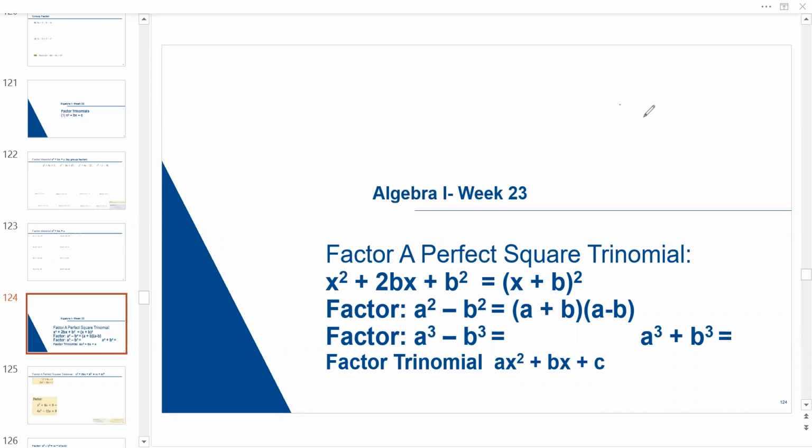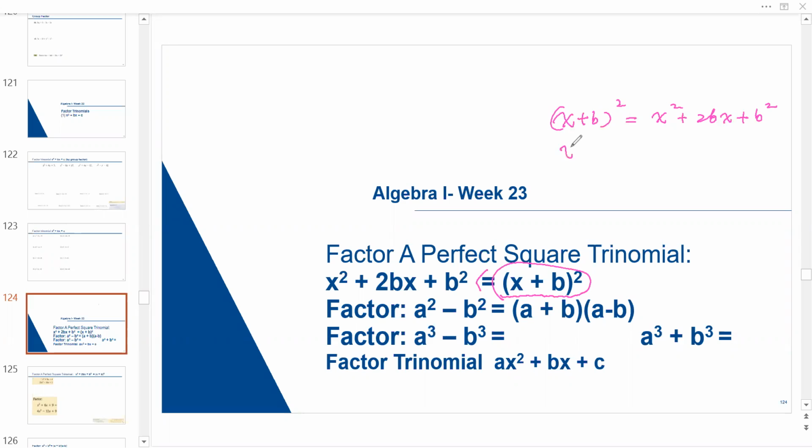Just factor trinomials. So we move to some specific situations. Some of the trinomials we earlier learned already: the square of the binomials, something like (x + b) squared equals x squared plus 2bx plus b squared. You guys remember this one, right? If you don't, go back and check what we learned earlier.